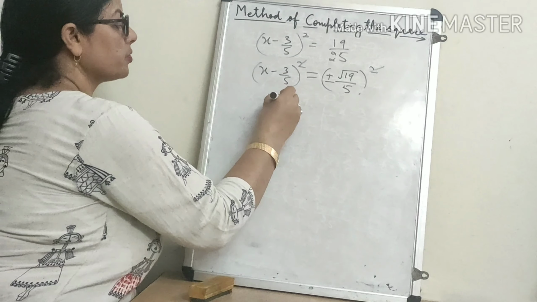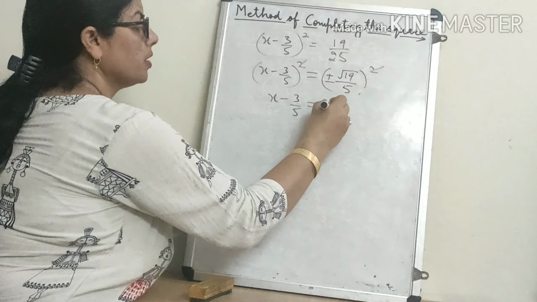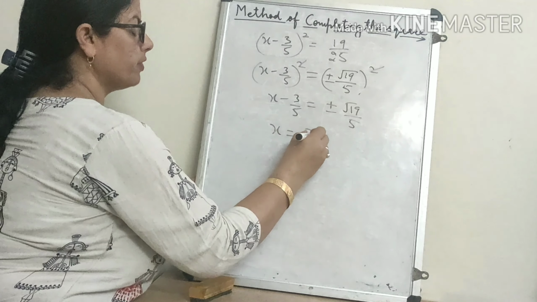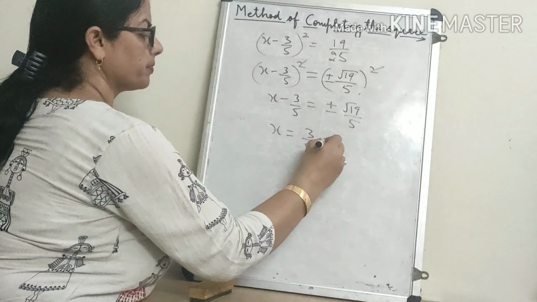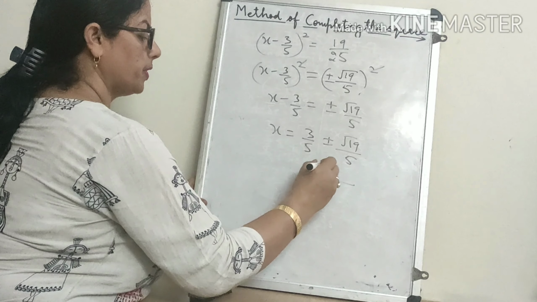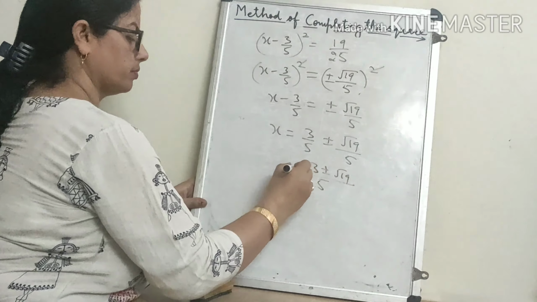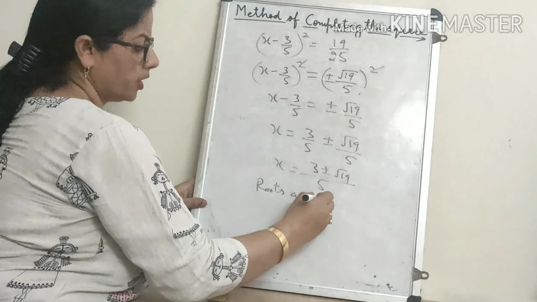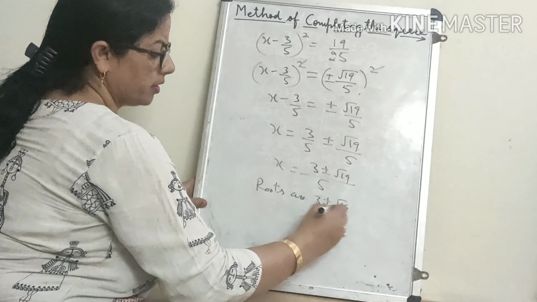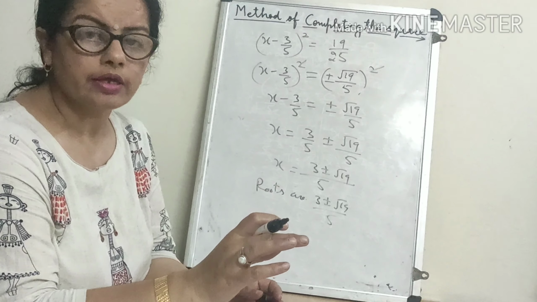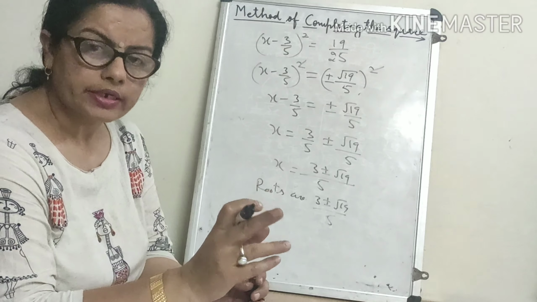You write here x minus 3 by 5 is equal to plus minus root 19 by 5, and minus 3 by 5 will become plus 3 by 5. 3 plus minus root 19. Okay, so roots are 3 plus minus root 19 by 5. So today we have done by completing the square, and you will practice this method.